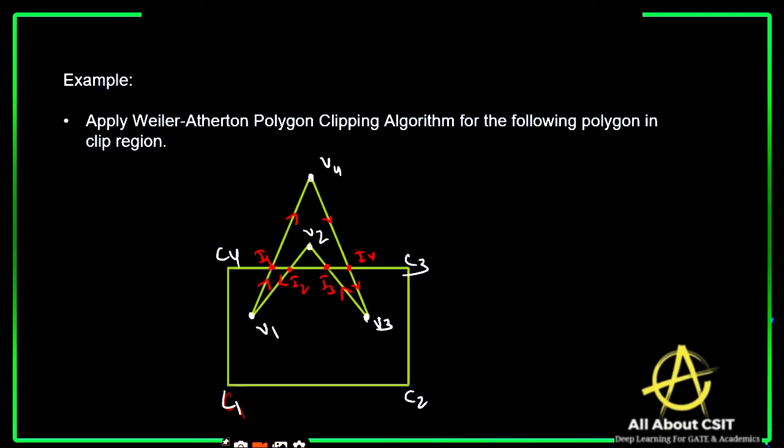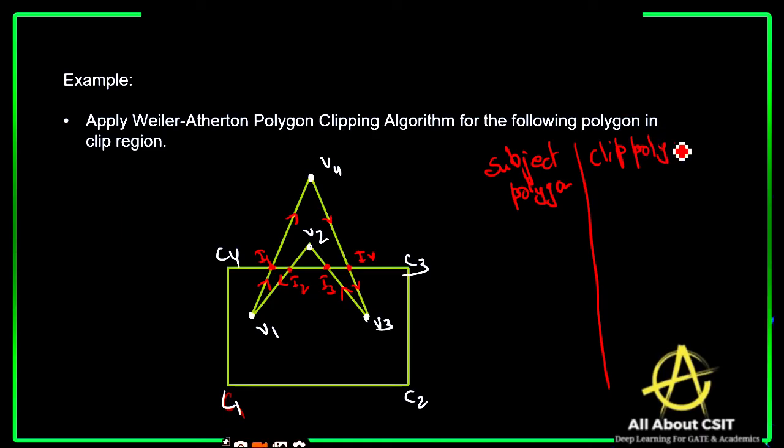Now we have to take the clipped polygon and the clipping window, or you can call it the subject polygon, and the other is the clip polygon. The subject polygon list and the clip polygon list. What is meant by the subject polygon list? The subject polygon list consists of the vertices with intersection points.